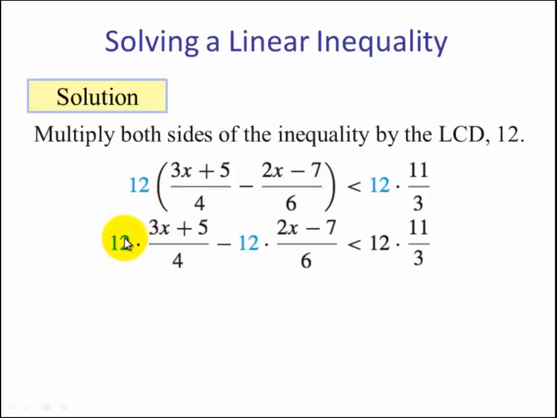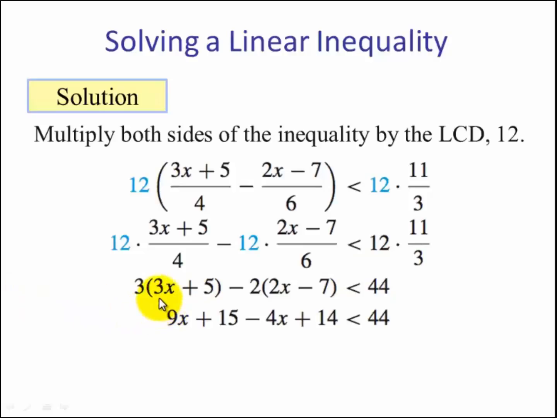So here, 12 divided by 4 is 3. So I'm going to take 3 times this expression. 12 and 6, 12 divided by 6 is 2. So I'm going to take 2 times this expression. And then 12 divided by 3 is 4. So we get 4 times 11, which is 44. Now using the distributive property here, we're left with 9x plus 15. Then we take negative 2 times 2x and we get minus 4x. And negative 2 times a negative 7 is a positive 14.